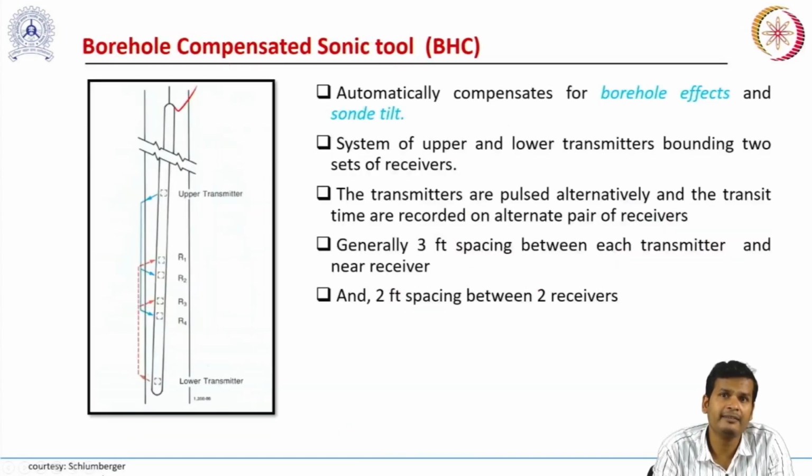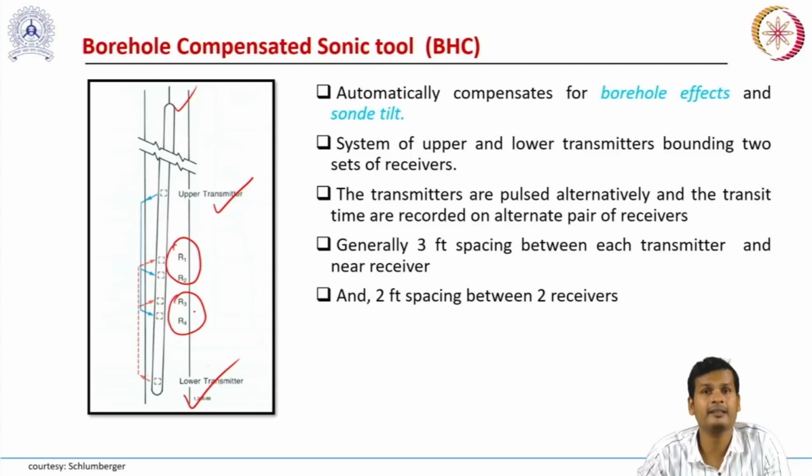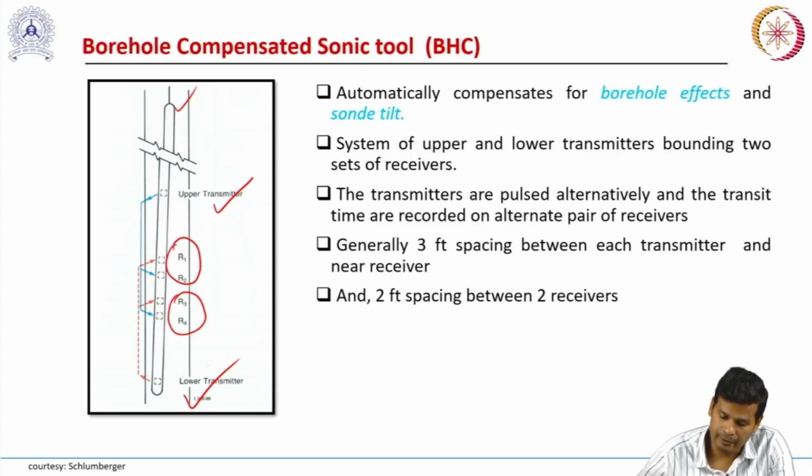In that case, we can use this borehole compensated sonic logging tool, which has two transmitters. One is the upper transmitter and the second is the lower transmitter, and it has four receivers. That means one set of receivers is here, R1 and R2, and the second set of receivers is R3 and R4. So the lower transmitter uses R1 and R2, and the upper transmitter uses R3 and R4.